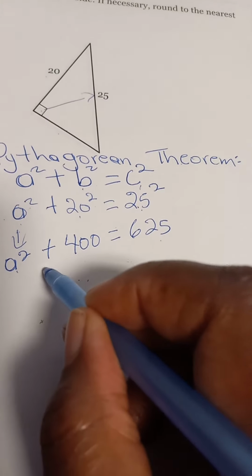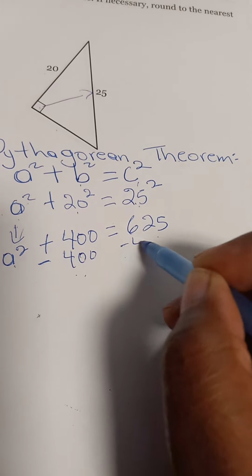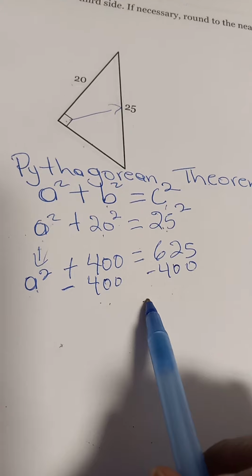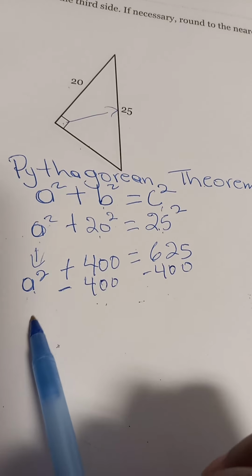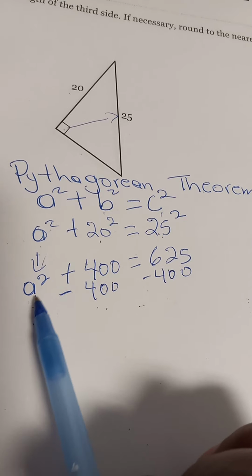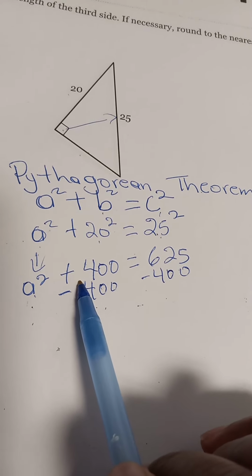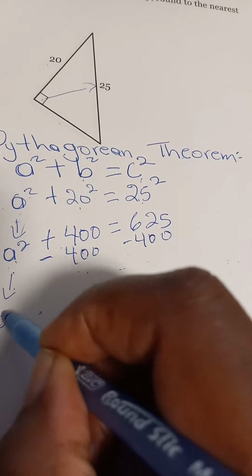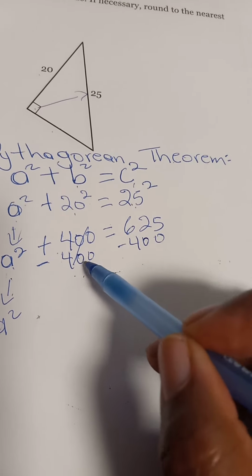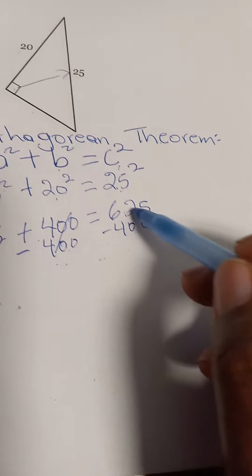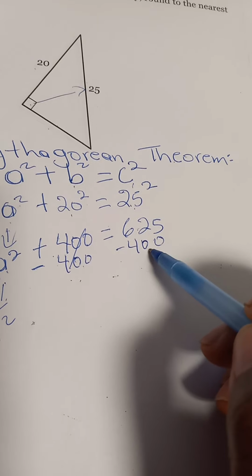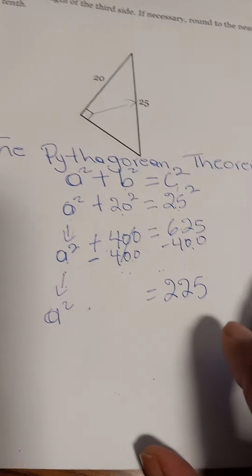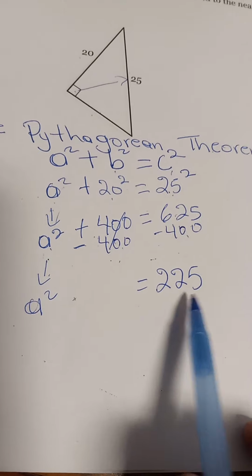What we're going to do is subtract 400 from both sides of the equation. Why are we subtracting 400 from both sides? We want to find one leg, which is a. So in order to do that, since we have a squared plus 400, we have to use the inverse to cancel it out. I bring back down my a squared. My positive 400 and my negative 400 cancel out. I have 625, and I take 400 from that, which leaves me with 225. So now I have a squared is equal to 225.